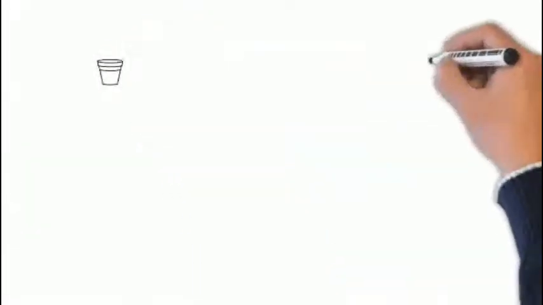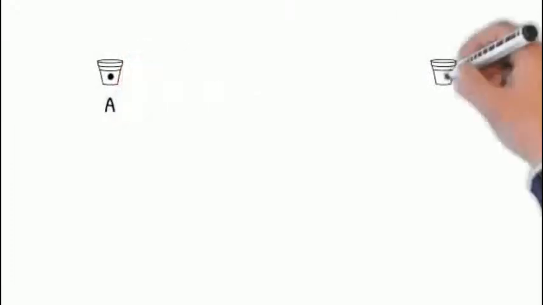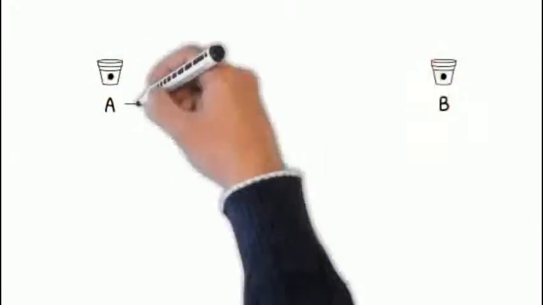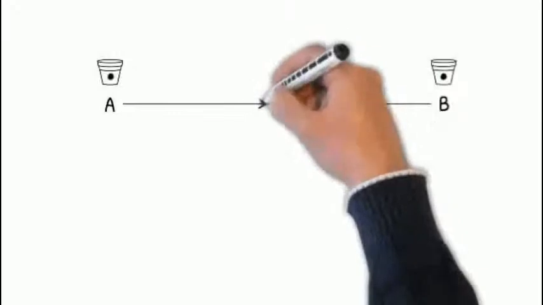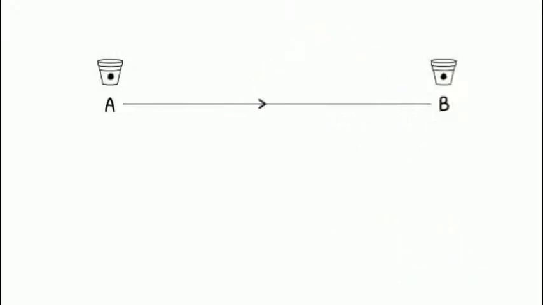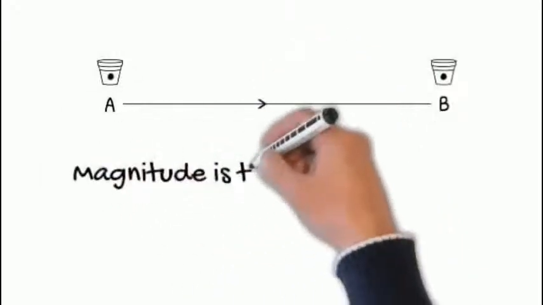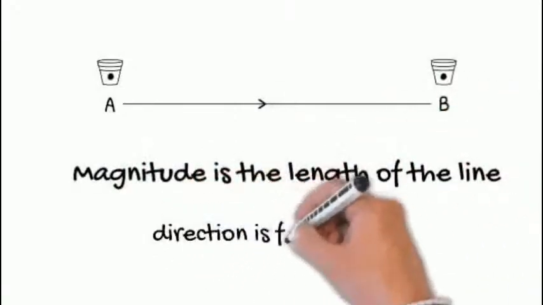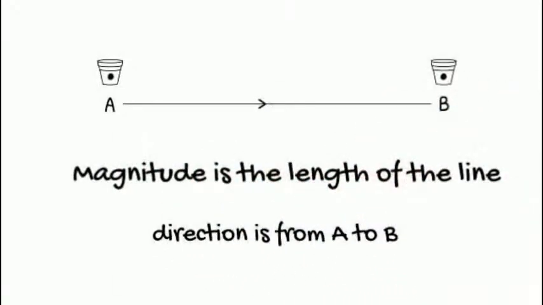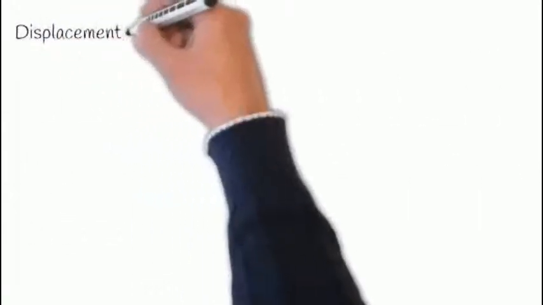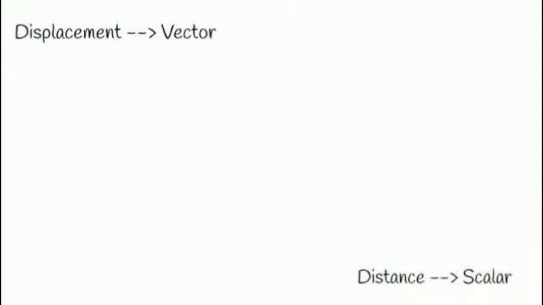To find displacement, you must draw a straight line from the starting point to the ending point. Remember, for displacement, the direction of the path is important. Imagine in this case the pot moved from point A to point B. The magnitude of the displacement is the length of the line, and the direction of the displacement is the arrow shown. Displacement without direction has no meaning. Displacement is a vector quantity while distance is a scalar quantity. I will make a separate video on vectors and scalars.